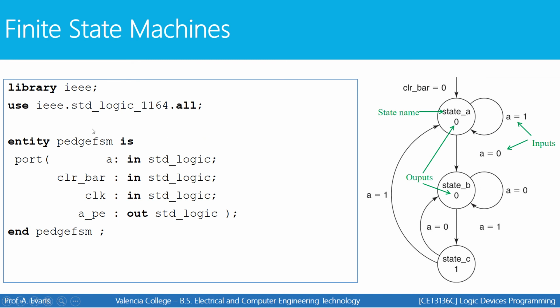Beginning with your entity, you have to define your basic inputs and outputs. So we're going to have our input A. That's the input that we're going to be looking at to determine if a positive edge has occurred. Again, you're always going to have a clear and a clock. And then we have one output, A_PE, which will just tell us when a positive edge has been detected, this output will be high.